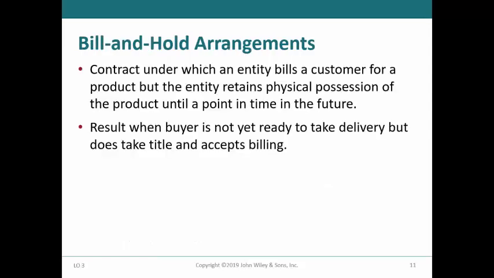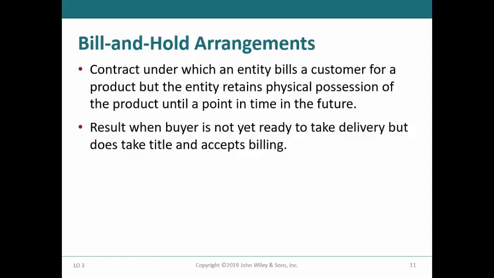Bill and hold arrangements involve contracts where the seller bills a customer for a product but retains physical possession of the product until a future date. They typically result from situations where the buyer, for various reasons, is unable to take delivery but does take title and accepts billing.